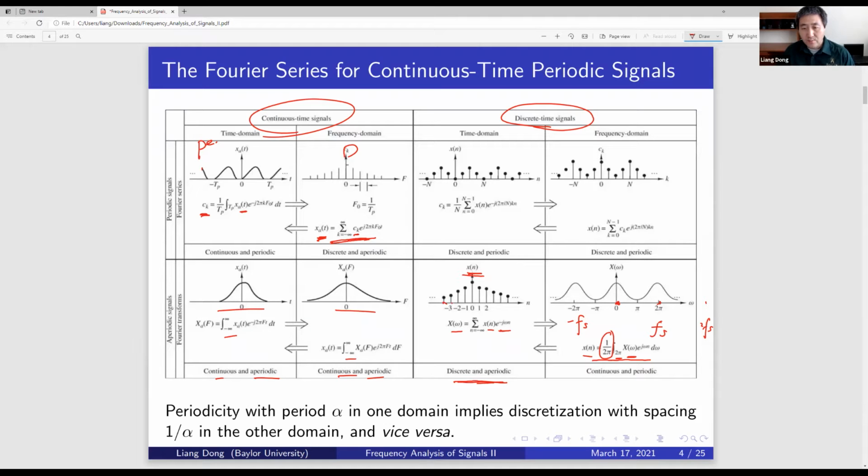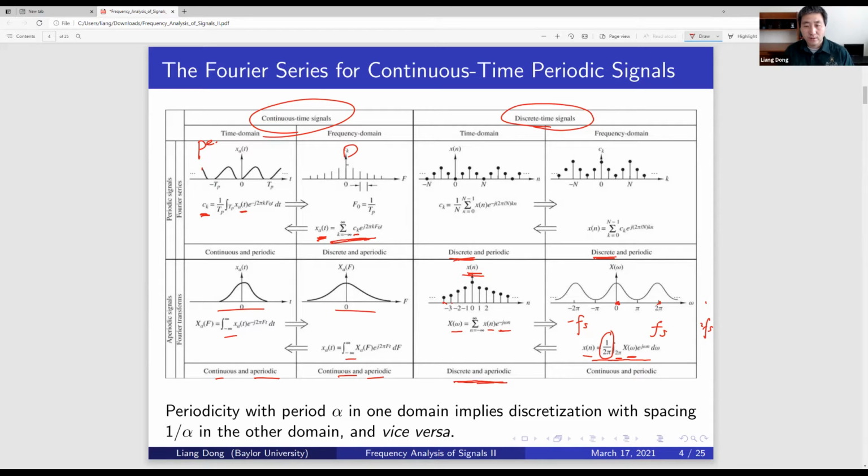The last part is the top right. Here the time domain is discretized, and the frequency domain is also discretized. In practice, these are the signals we are dealing with, because once we process them in a computer system or on a digital signal processor, everything is discretized. You will not be able to store continuous valued signals. It's always stored in discretized format, whether in the time domain or in the frequency domain.